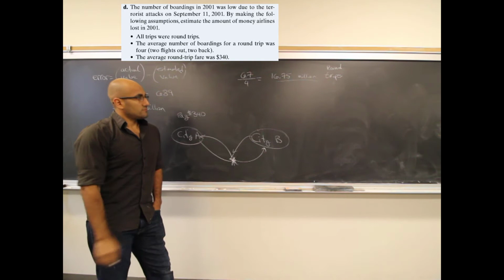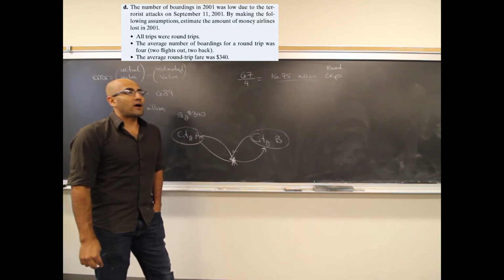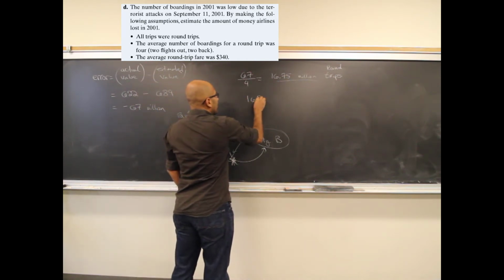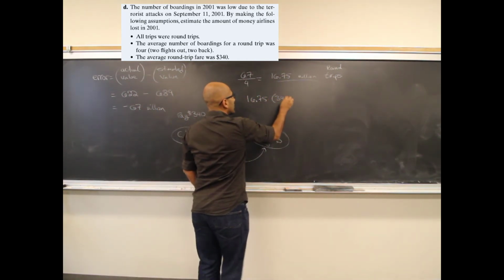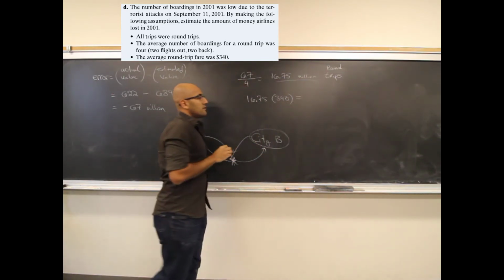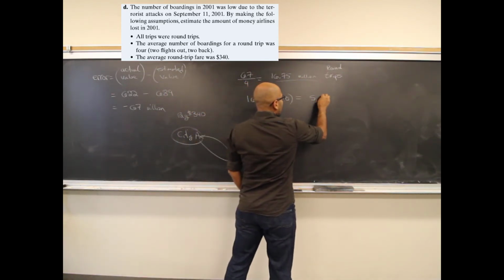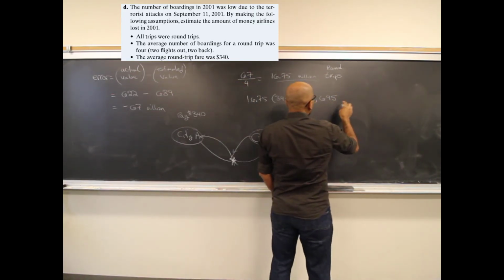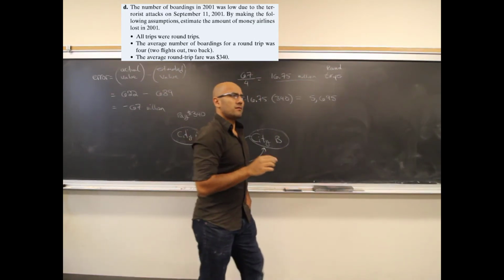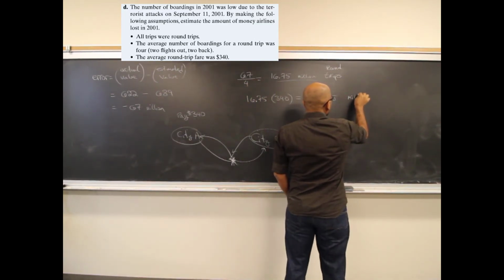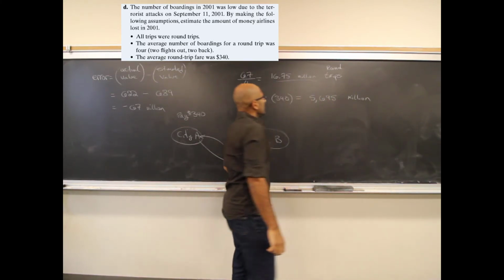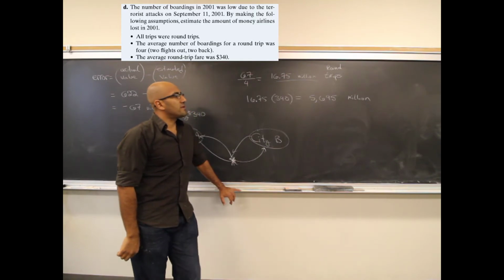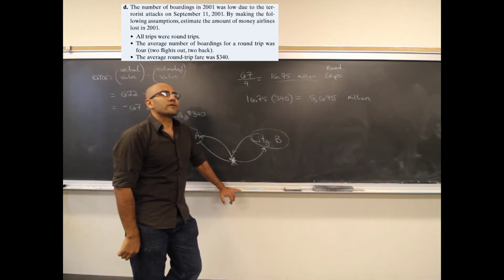Multiply it by the 340. Now you multiply by the typical price each round trip fare is. So we multiply 16.75 times $340. And what do we get? 5,695. Yes? And what do we do there? A million? Yeah. 5,695 million. It sounds weird, right?